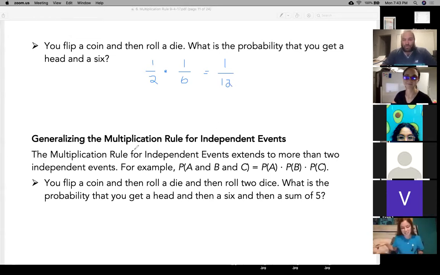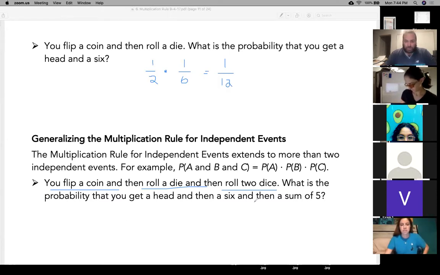Now, of course, the rule can be extended to not just 2 events. It could be even 3 or 4 or 10 or a million, as long as they are independent. So you flip a coin, you roll a die, and then you roll 2 dice. Do any of those 3 have any effect on any others of those 3? No, they are independent events. They've got nothing to do with each other, correct?